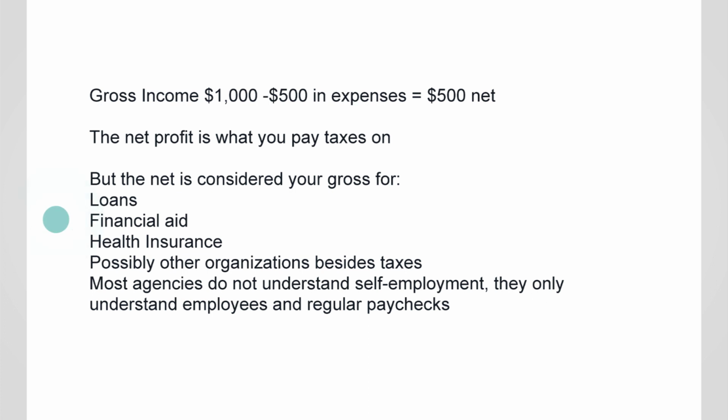Financial aid for your kids or for yourself, you're going to want to report the net because you're not going to get any financial aid if you report the gross. You need to take the expenses off first, right? And then for health insurance, you'll end up paying too much for health insurance if your income is too high. So you have to consider that you only should give them the net on that, which is your gross.